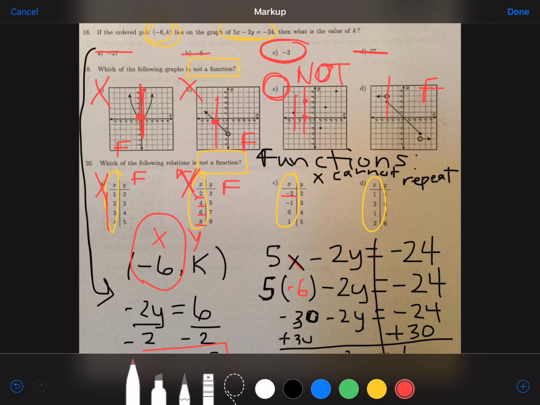On C, look at the x values. None of those repeat, so that one is a function. Cross it out. If you look on D, the number 1 is up there 2 times. That one is not a function because x repeats, so the answer is D.